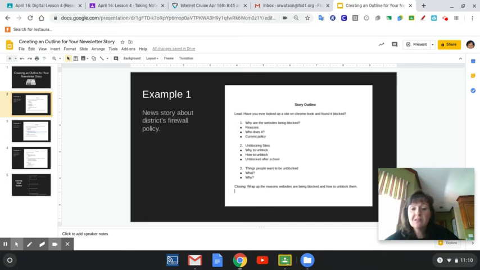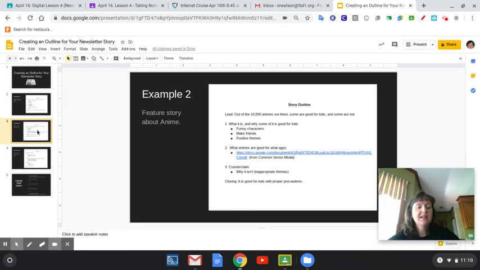The second example is a feature story about anime, and this was Amelia. She loved anime, and she wanted to write about the pros and the cons. So she did a little bit of research, and in her lead, she wants to grab the reader by saying something to the effect that out of 10,000 animes, there are good ones for kids, and there are some that are not good. So the first paragraph, or the first body chunk of information she wanted to include, is what anime is, because some people didn't know, and why it can be good for kids.